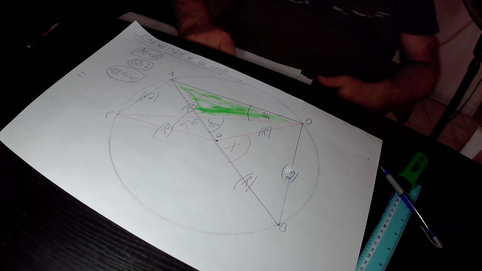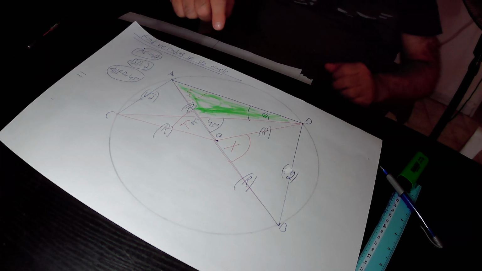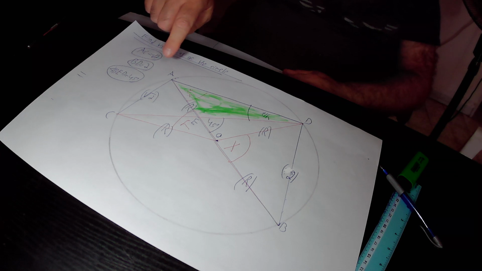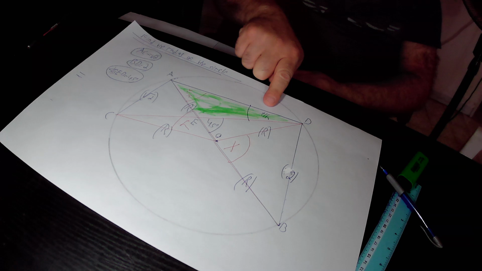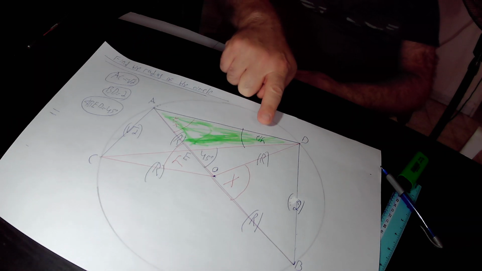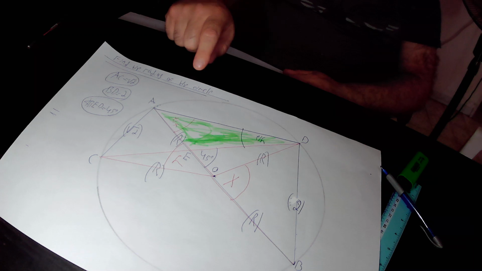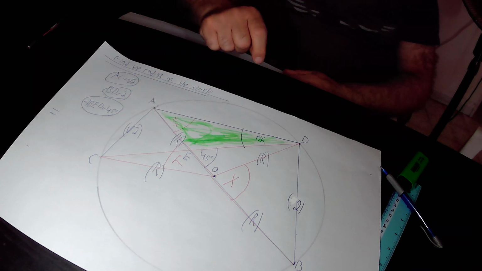In the next step, we define the size of this peripheral angle ADC. This is peripheral angle ADC. We define the size of this peripheral angle ADC as y over 2. And this peripheral angle ADC is subtended on chord AC.